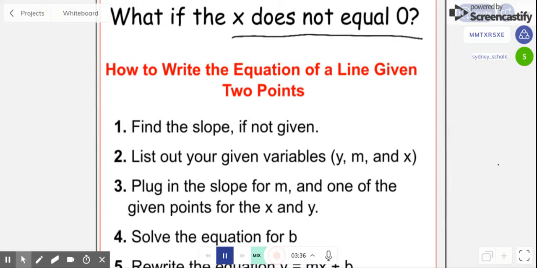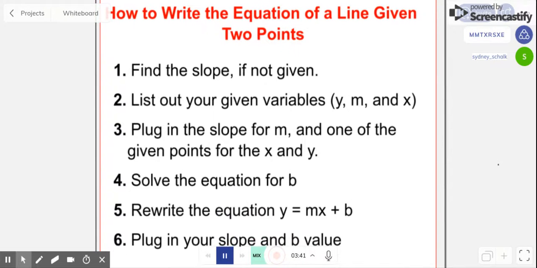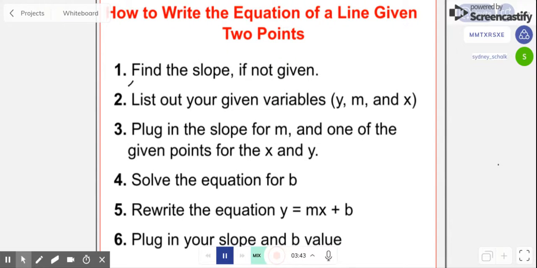We do not have an ordered pair that gives us what our y value is when x is 0. So we need to follow the following steps. We're first going to find the slope, just like what we did in the last 2 examples. Then we'll list out our given variables like we did yesterday, our y, our m, and our x. We can plug in our slope for m and one of the given points for the x and the y. Doesn't matter which one you choose. Then we can go ahead and solve for the b, and rewrite the equation y equals mx plus b with our slope and our y-intercept, or our b, plugged in.